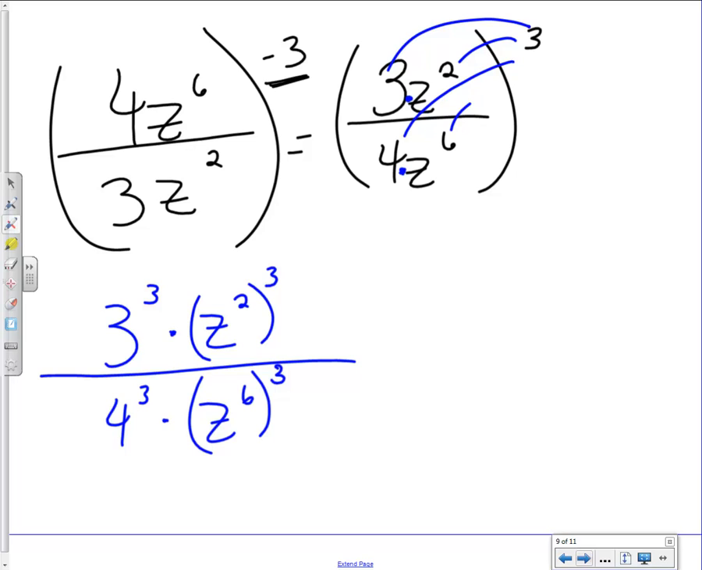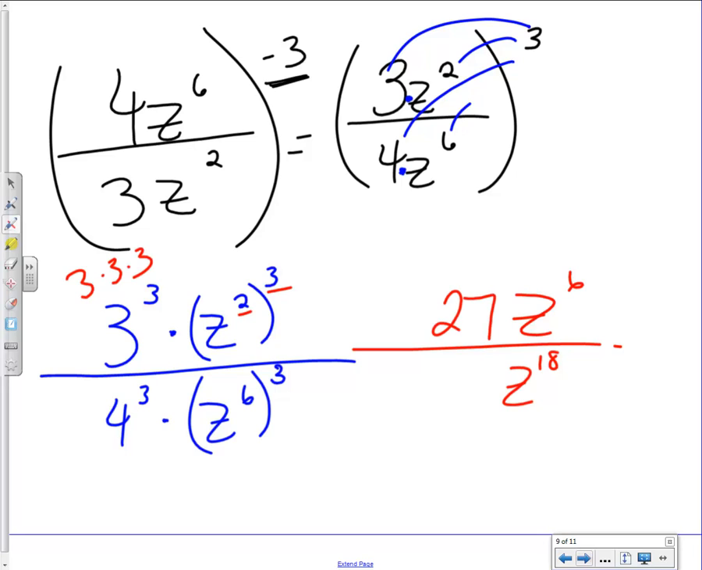I want you to see here that this is a power to a power, so these get multiplied. So this becomes z to the 6th, and this becomes z to the 18th. 3 times 3 times 3. 3 times 3 is 9. 9 times 3 is 27. 4 times 4 is 16. 16 times 4 gives me 64.